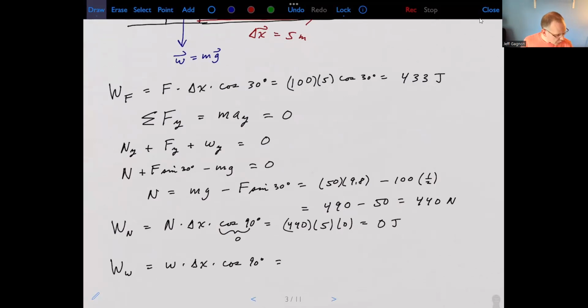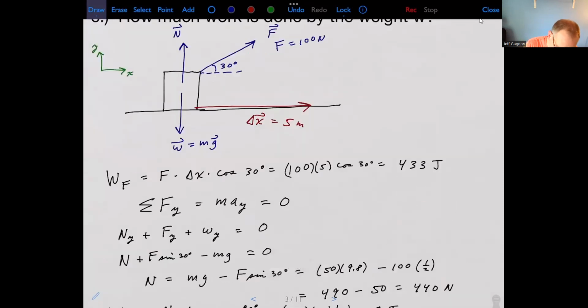Sorry, mg is going to be 490, right? The weight is 490. It's 50 times 9.8, which is 490. So let me write it out one more time. Work done by weight is mg times delta x times cosine 90. So this will be 50 times 9.8 times 5. But it doesn't really matter because, again, what is cosine of 90 degrees? Cosine of 90 is 0. So this is going to be 0 joules.